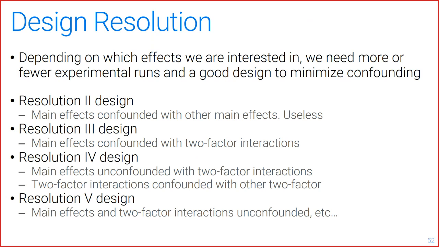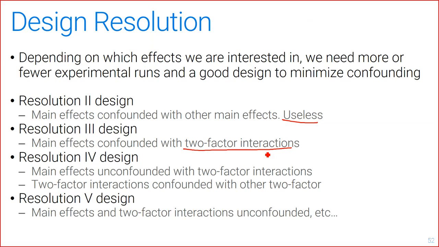So let's say a design of resolution 2 is one in which all the main effects are confounded with each other. So this is basically useless. If I observe a difference in the response, there's no way for me to know which of the factors is responsible for that difference in the response. Then we have resolution 3 designs in which the main effects are not confounded with each other, but they are confounded with two-factor interactions. So that means I know if I observe a difference whether it comes from A or B, but what I cannot be sure about is whether it's really because of the main effect of A or the interaction between A and B. There's some degree of confounding.